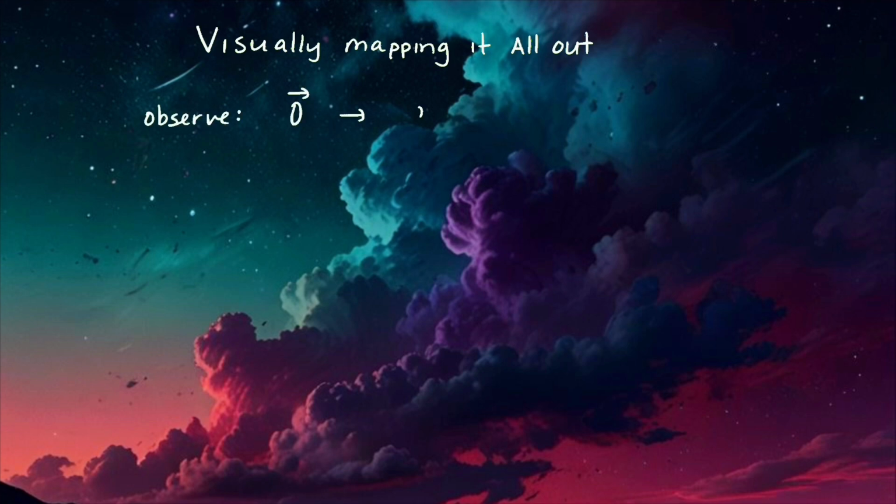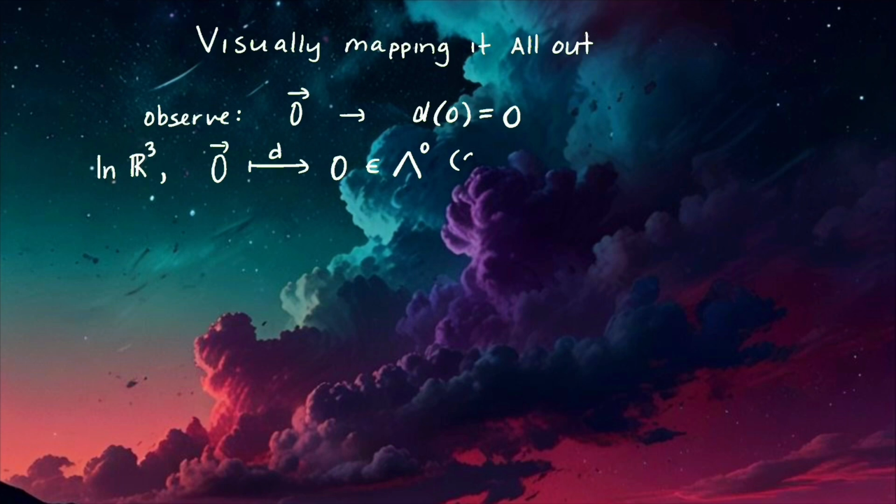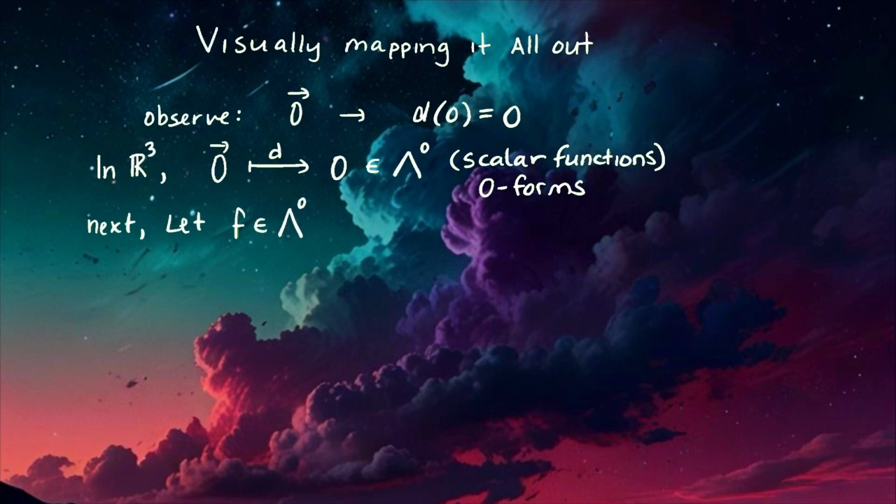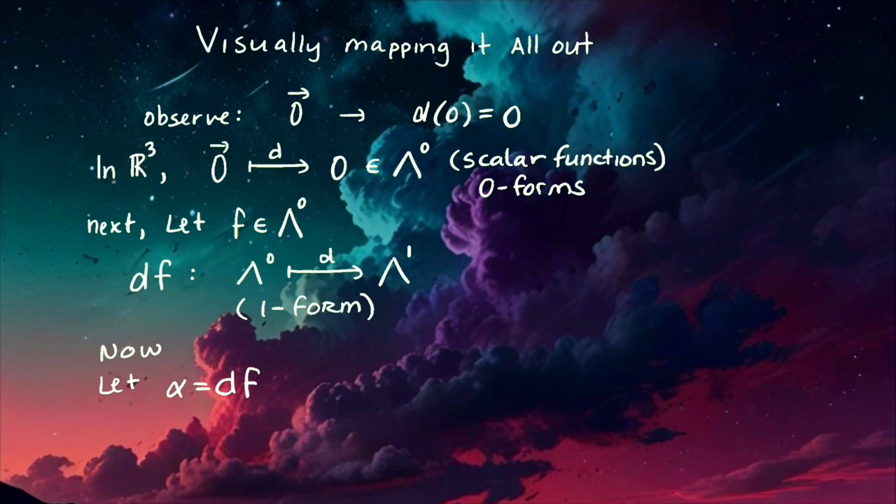It's important if we visually map out some of our observations here. So the exterior derivative of 0 is 0. And in R3, we can map anything from the null space into the set of scalar functions, or 0 forms, wedge 0. Now if we let f be an element of wedge 0, we can take an exterior derivative and create a 1 form, which is in wedge 1, which is df.